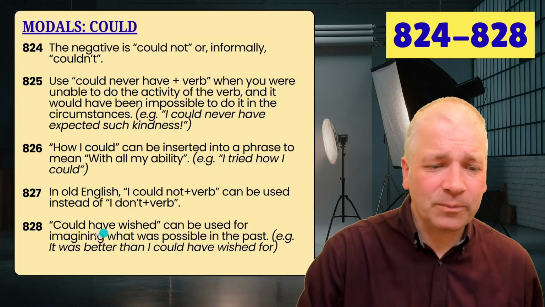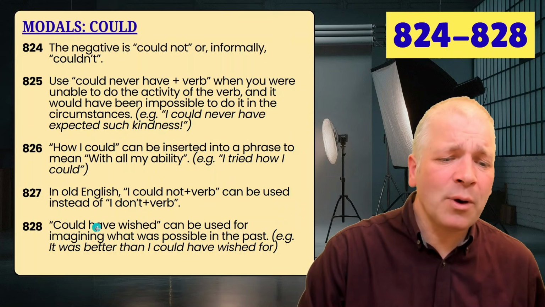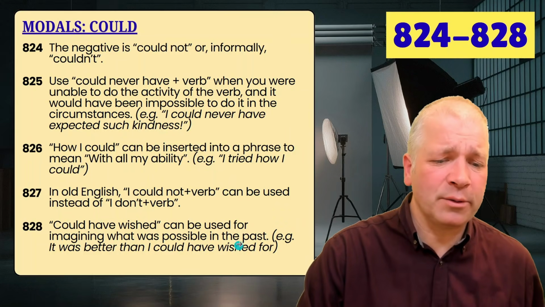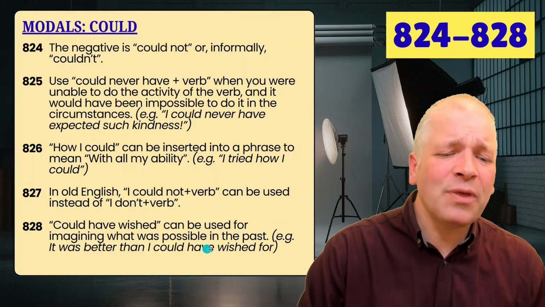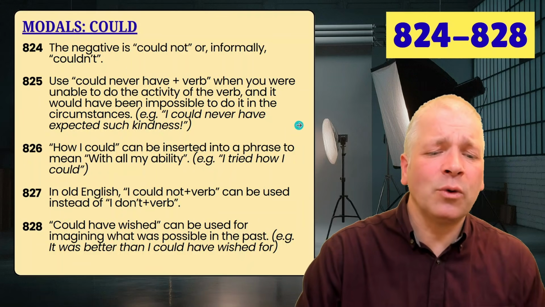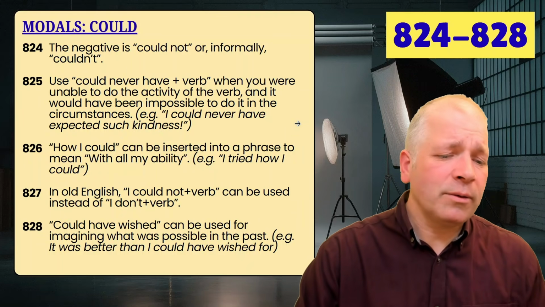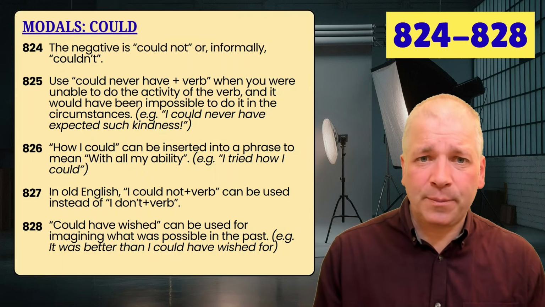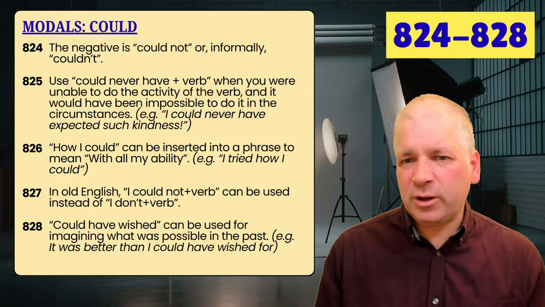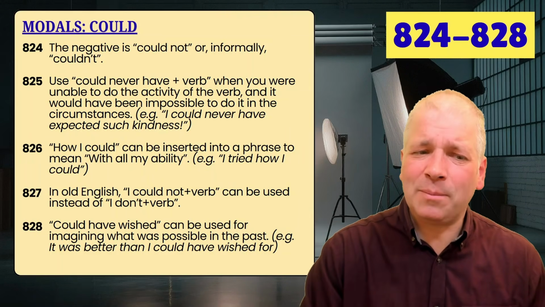It's Old English. Could have wished can be used for imagining what was possible in the past, such as, it was better than I could have wished for. So it's imagining what was possible in the past. I imagined it would be this way. It ended up being better.